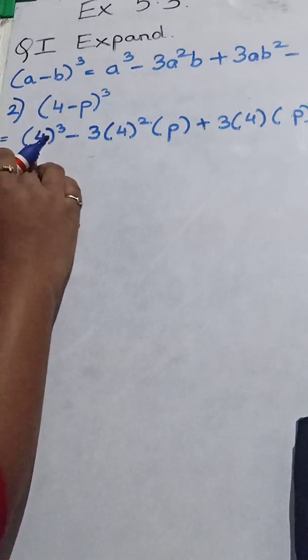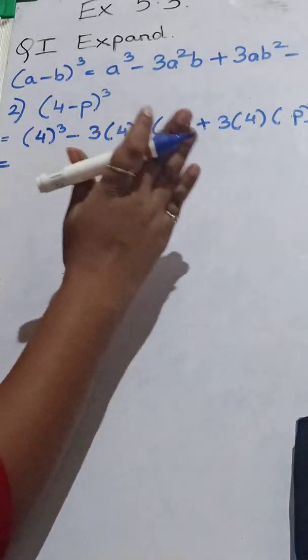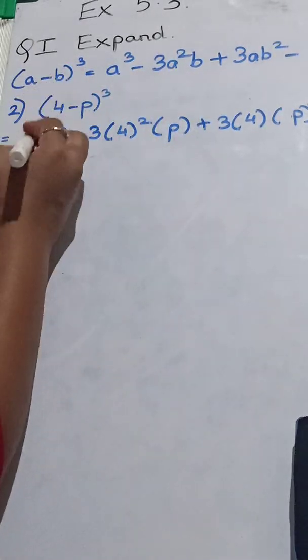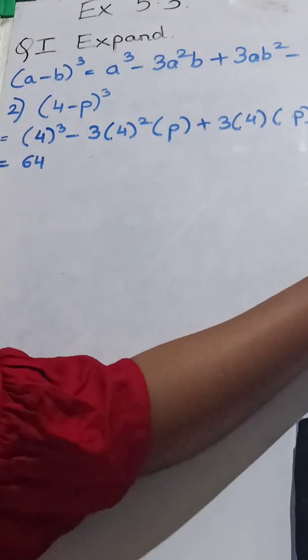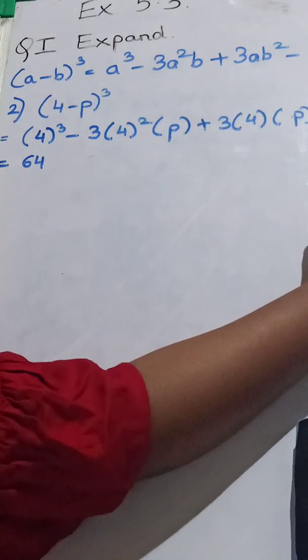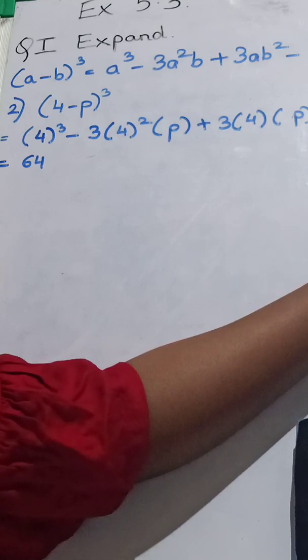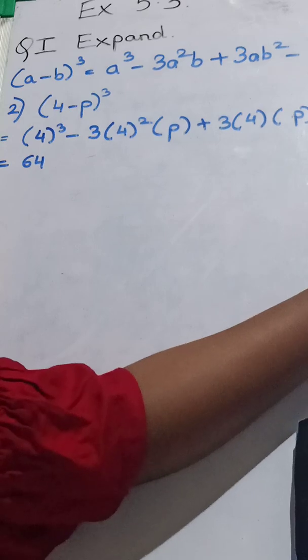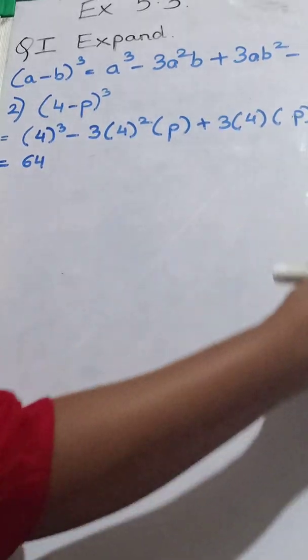That is the first one, that is 4 cube. So 4 into 4 into 4. 4 fours are 16 and 16 fours are 64. If you solve here, 4 sixes are 24, 4 ones are 4, 5, 6. That is 64. Directly also you can do.